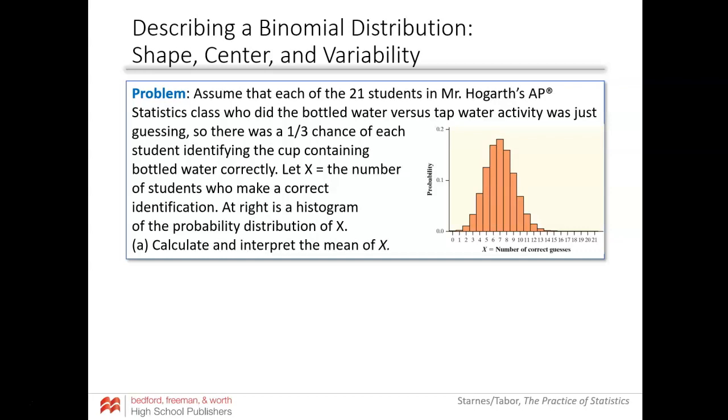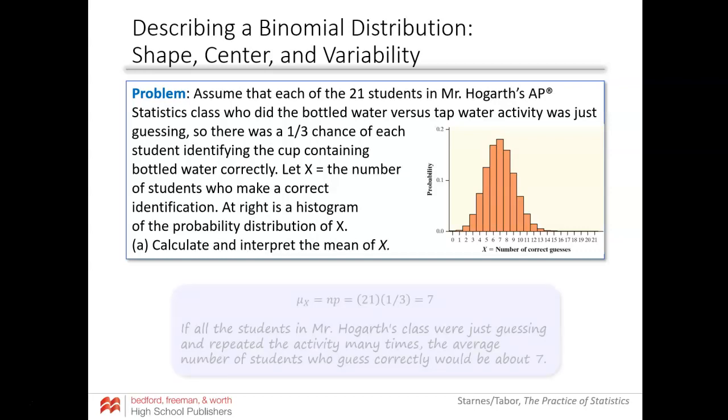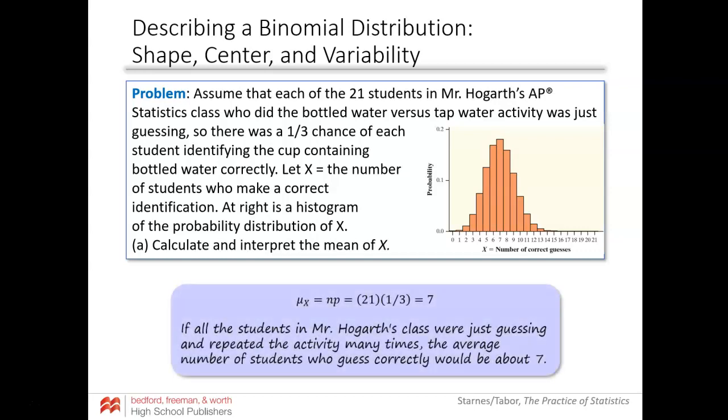So remember, is it binomial? We'd have to go through the bins, but this one is. They're just kind of telling you. Calculate the expected value, the mean. So that would be n times p. So if there's 21 trials and they were just guessing, so they have a third of a chance of winning in this example, 21 times 1/3 is 7.